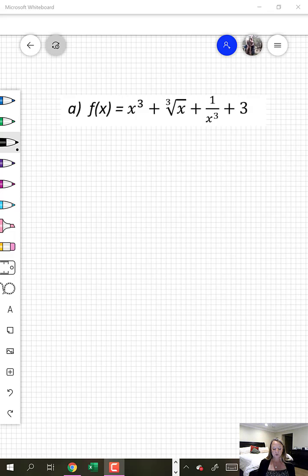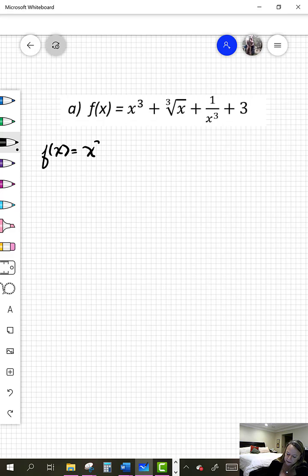So number 5 has multiple parts, and it says find the derivative of the following functions using rules that we've done in class. And so let's rewrite f of x a little bit to help us take the derivative of this. So let's get rid of that radical and rewrite it in the equivalent form with an exponent. And then let's also rewrite 1 over x cubed by bringing this up into the numerator. And so we have f of x is equal to x cubed plus x all raised to the 1/3 power plus x all raised to the -3rd power plus 3. So now this should be pretty easy to take the derivative.